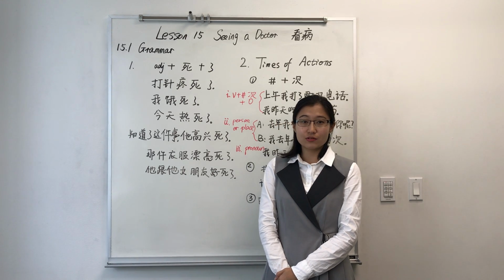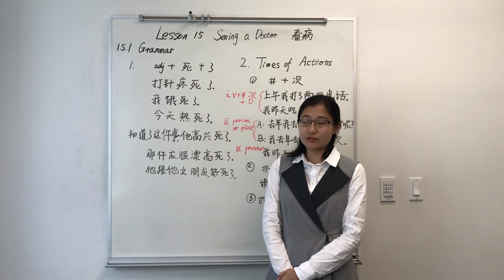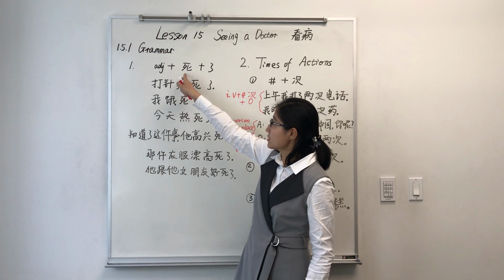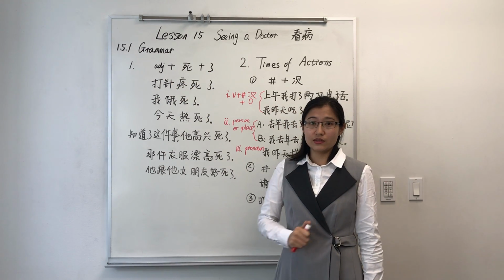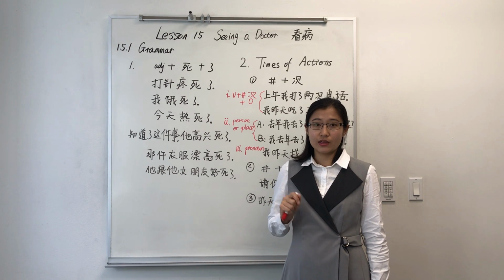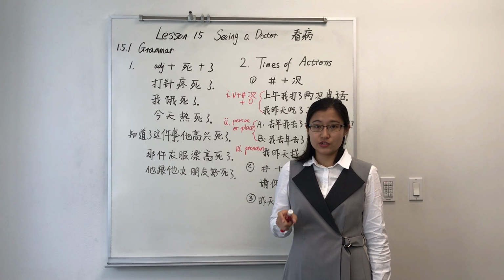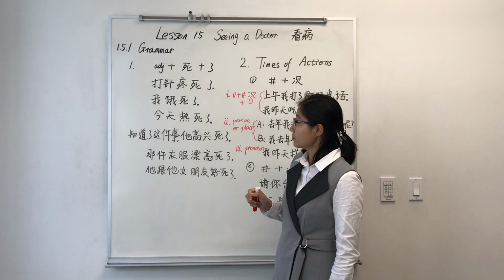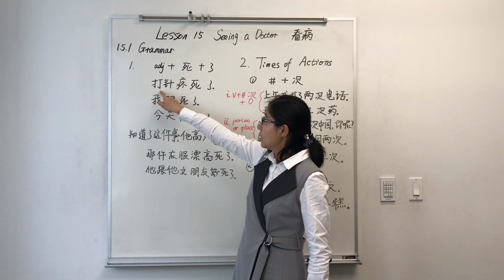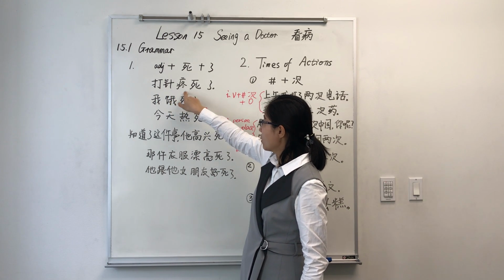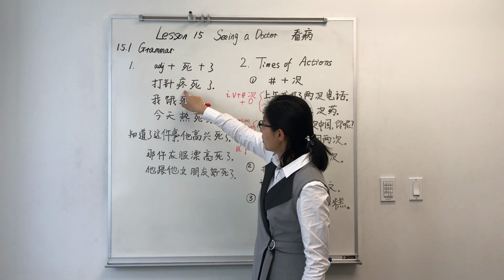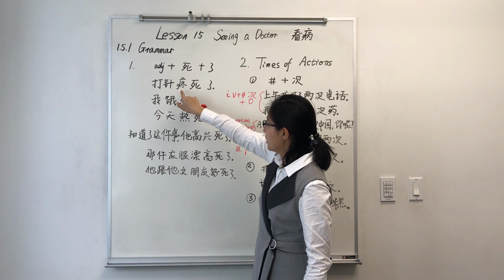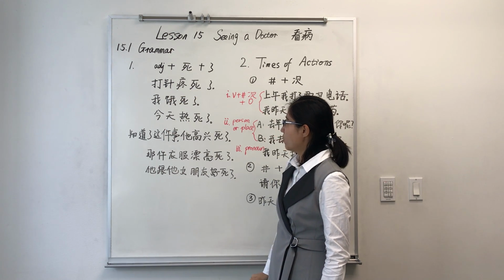Let's learn about the grammar in lesson 15. The first one is adjective plus 死 plus 了. It indicates the extreme degree of the condition or the action. The first example is 打针疼死了. Getting an injection, it hurts, or it's extremely painful.